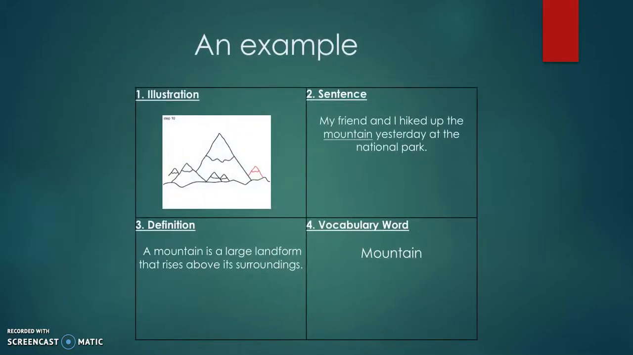Here, an example we created. First, there is an illustration of a mountain. Second, we have a sentence: my friend and I hiked up the mountain yesterday at the national park. Third, the definition: a mountain is a large landform that rises above its surroundings. And lastly, in the fourth corner, I have my word mountain simply written down.